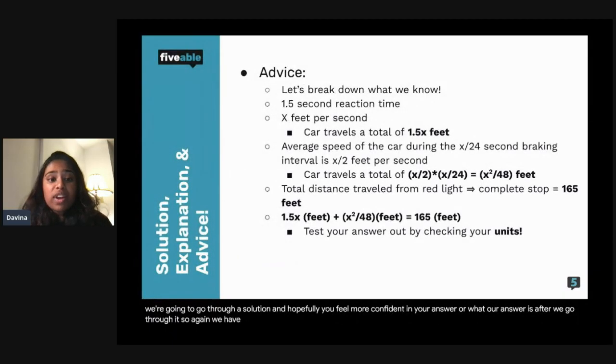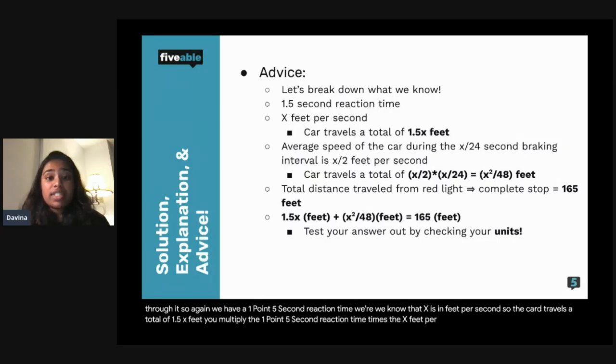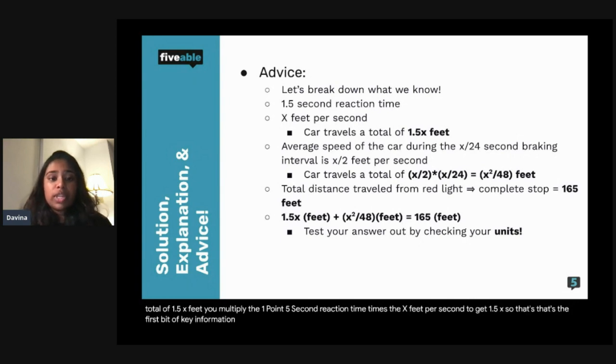Again, we have a 1.5 second reaction time. We know that x is in feet per second, so the car travels a total of 1.5x feet. You multiply the 1.5 second reaction time times the x feet per second to get 1.5x. That's the first bit of key information that we need to remember.